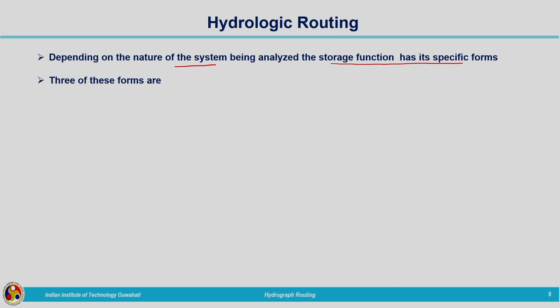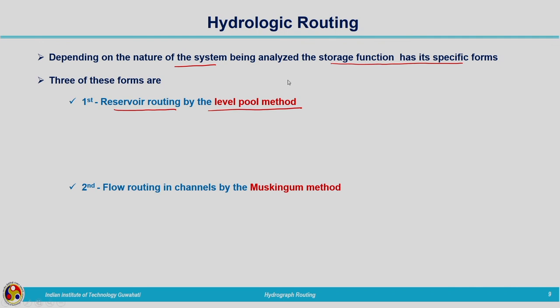Three forms of storage functions we usually consider. First one is in the case of a reservoir routing by the level pool method. You may not be familiar with level pool method. We will discuss about this method in detail in the next lecture. But you just understand that in the case of a reservoir routing, we need to have one type of storage function. Second one is flow routing in channels by means of Muskingum method. And third one is related to series of linear reservoir models. A channel itself can be considered as consisting of series of linear reservoirs. In all these three cases, different storage functions will be considered.